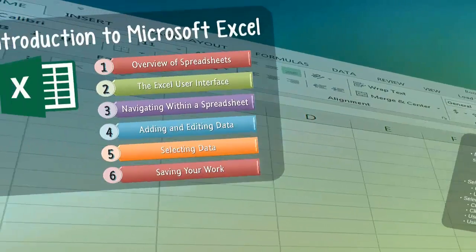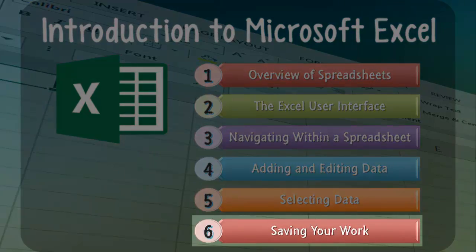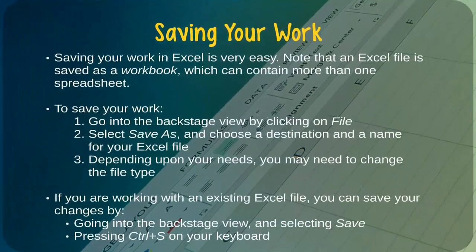Now that we've become familiar with Excel spreadsheets and have learned how to add and edit data, it would be a good idea if we also learned how to save our work. Saving your work in Excel is very easy. Remember that an Excel file is saved as a workbook, which can contain more than one spreadsheet. In order to save your work, you will simply need to click on the File tab in order to go into the Backstage view. Select Save As, and then choose a destination and a name for your Excel file.